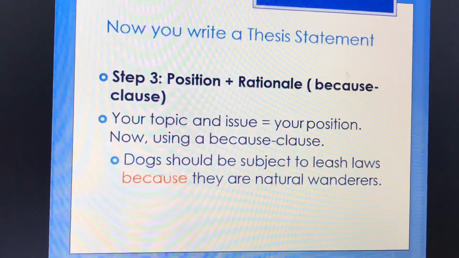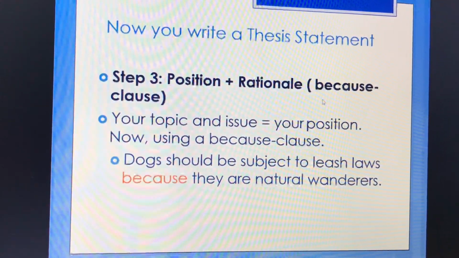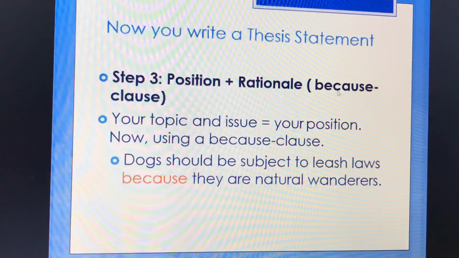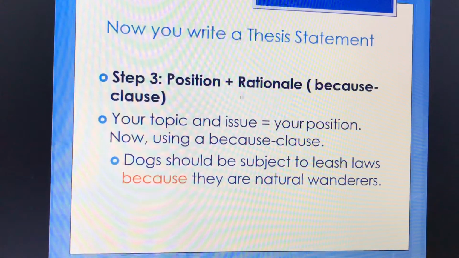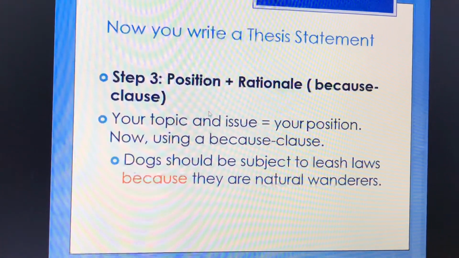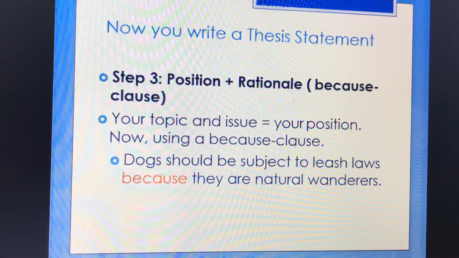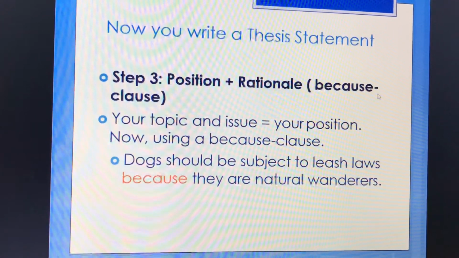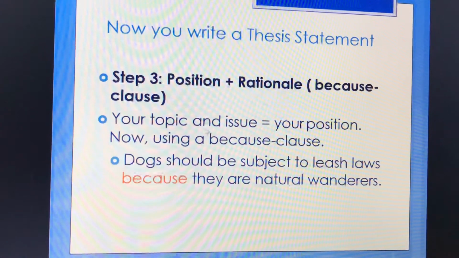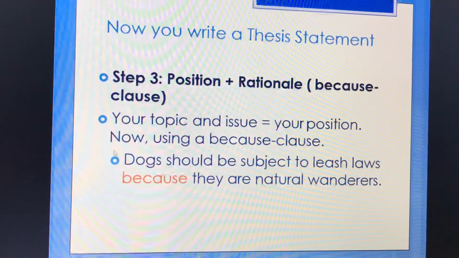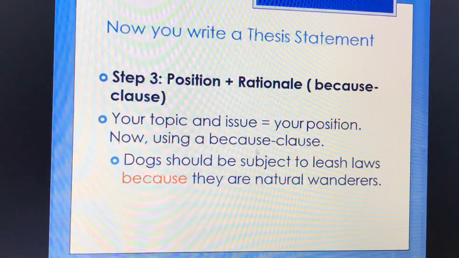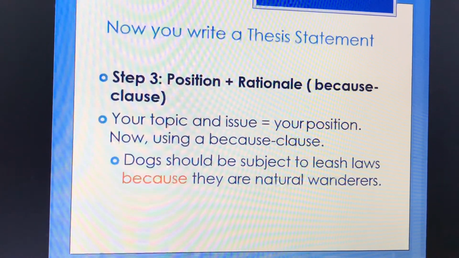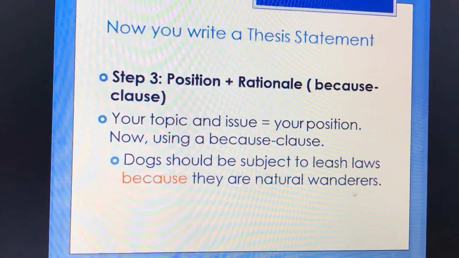Step number three. I should say that dogs make great pets because you give me your own opinion. Now it's your own claim. You are going to tell me that for me dogs are great pets because so and so and so. So these are your reasons, and you are going to give me the evidence for that. So your topic and issue, this is your position. Now using a because clause: dogs should be subject to leash laws because they are natural wanderers.